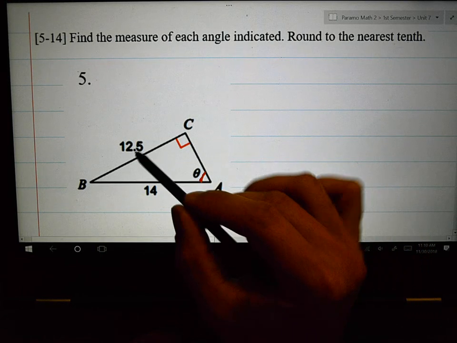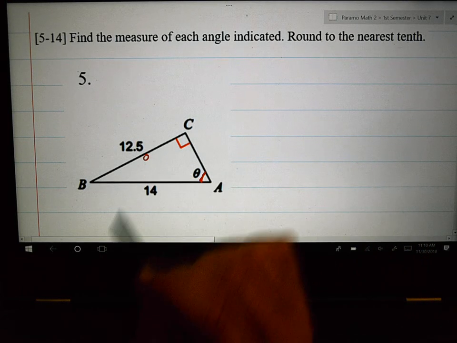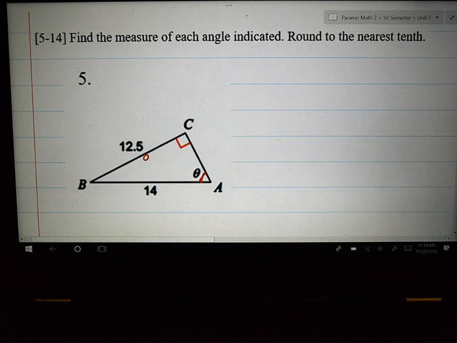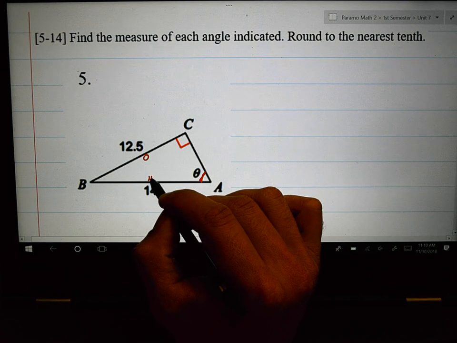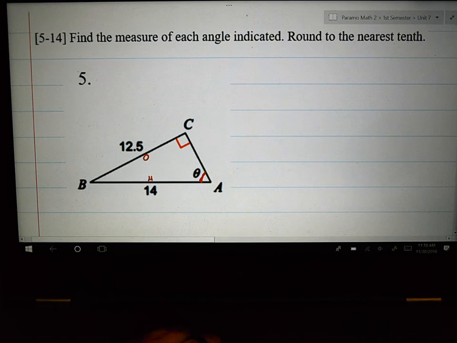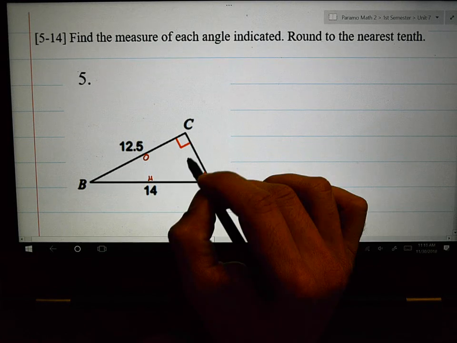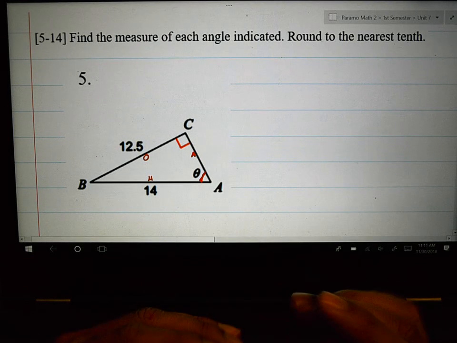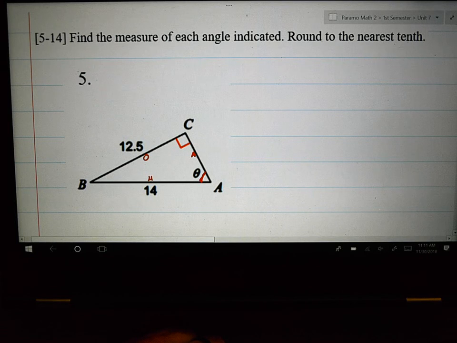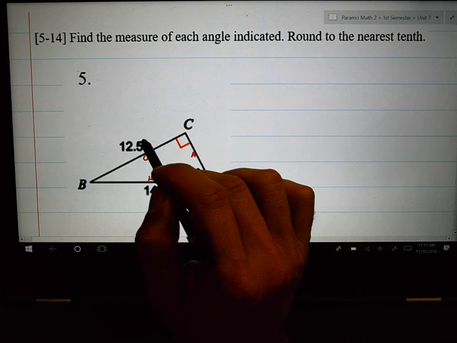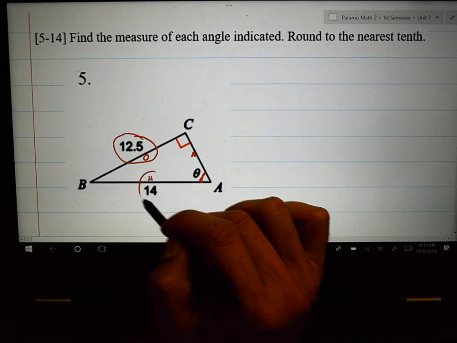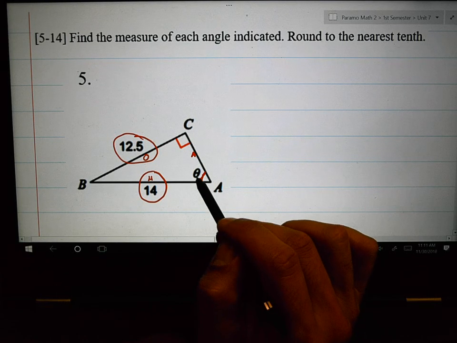The second thing we do, we label it O, H, and A. Opposite is this one. I'm going to put an O right next to the 12.5 because that will let me know what the 12.5 is. The H, hypotenuse, it must be 14 units long. I'm going to put the H right next to the 14 so that I know what I'm using. And then the A, there's nothing next to the A. I'm most likely not going to use it. If I want to figure out what this angle is, I need to use the things that I know to figure out the thing I don't know.